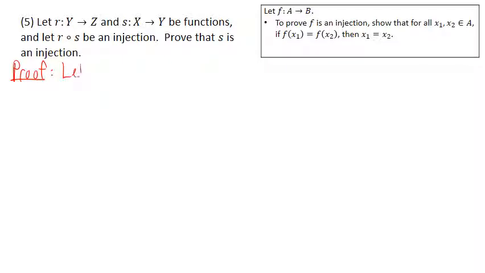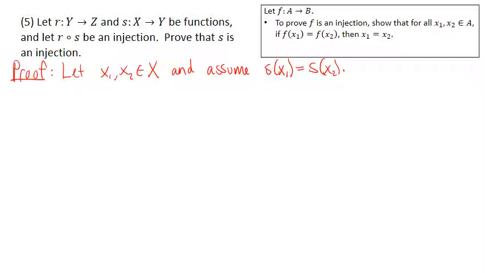I'm going to let x1 and x2 be elements of the domain of S, so in other words, elements of X. And I'm going to assume that they give the same output from S. So in other words, assume that S of x1 equals S of x2. And then I'm going to try to show that x1 equals x2. At this point, I would usually plug those values into the formula for S. But since there is no formula for S, I'm going to have to do something else.